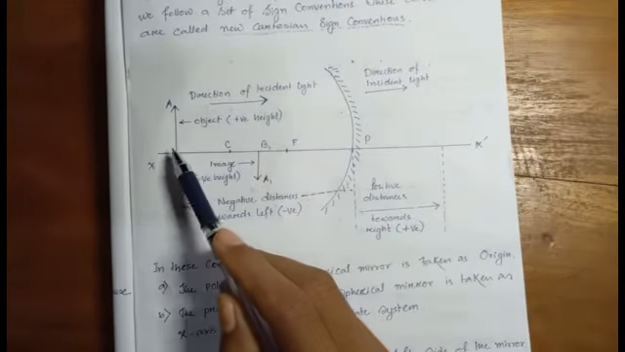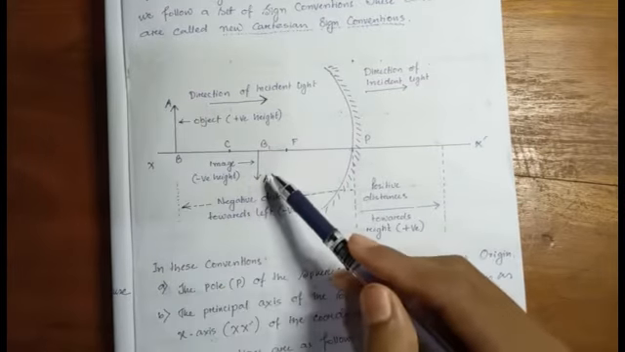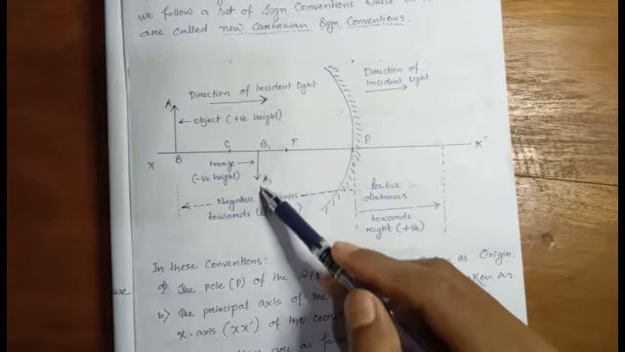Why is the object height positive? Because it is in the upward direction. And why is the height of the image negative? Because it is in the downward direction.